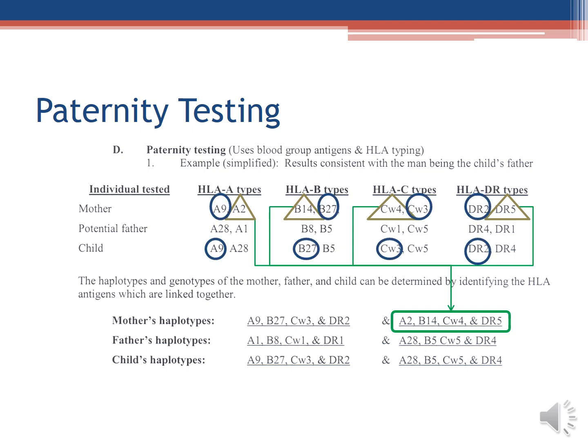And this is just showing you that we're doing the leftovers. So after we figured out the mother's haplotype and what she gave to the child, then the leftovers would be written as the second haplotype for the mother and the child. So like I said before, it would be A2, B14, CW4, and DR5. I'm sorry, that should actually be CW3. And for the child, it would be A28, B5, CW5, and DR4.